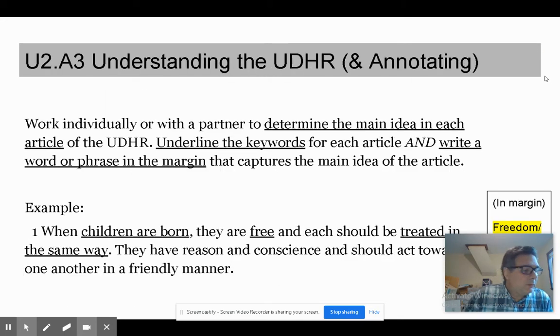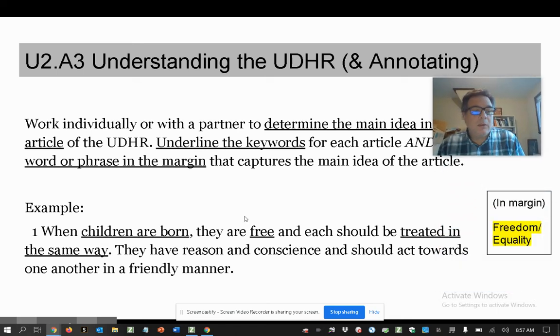So in the assignment, what you're going to need to do is take each article of the human rights, and as it says here, work individually or with a partner. And today being a Wednesday, you're working individually, I assume. You need to determine the main idea in each article of the UDHR. For those, I want you to underline the keywords. So for Article 1, underline the keywords in each article and write a word or phrase in the margin that captures the main idea of the article. And my screen is a little bit in the way here.